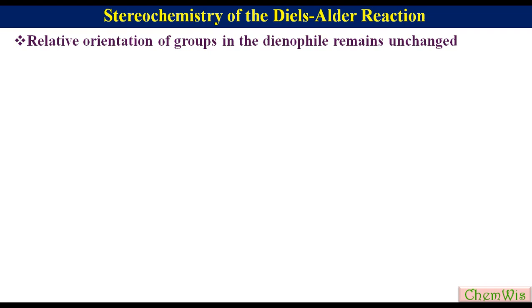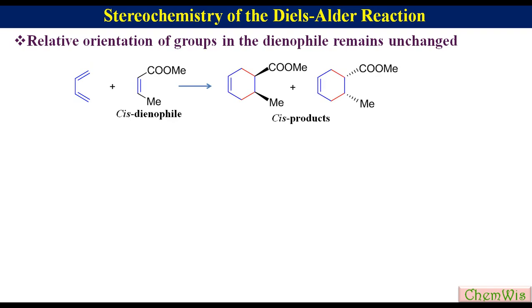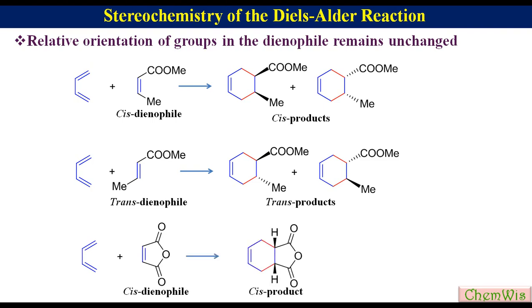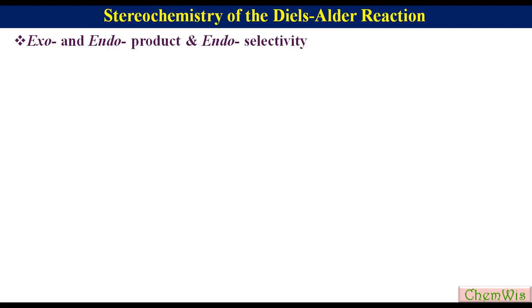For example, reaction of 1,3-butadiene with cis methyl crotonate gives cis product, and reaction of 1,3-butadiene with trans crotonate gives trans product. Similarly, reaction of 1,3-butadiene with maleic anhydride, which is a cis dienophile, produces cis product. Exo and endo product and endo selectivity.